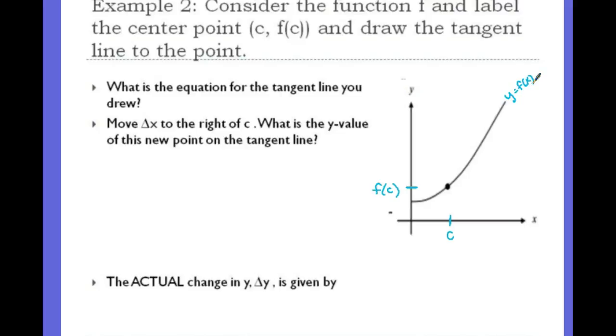So consider the function f, label the center point c and f of c, and draw the tangent line at the point. Is this graph concave up or concave down? Concave up. If you have a concave up increasing function, is your tangent line going to lie above or below it? Below, which means my tangent line is an underestimate. The tangent line I draw will be below my curve, and it's going to be an underestimate of the curve.